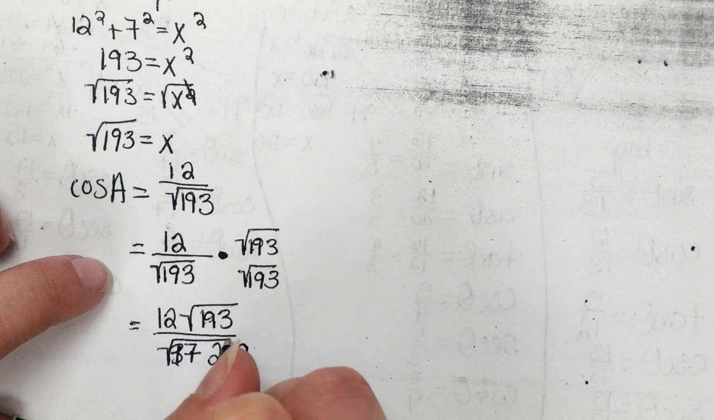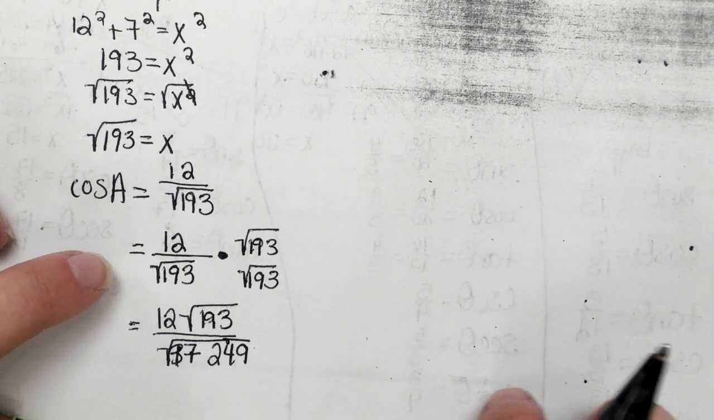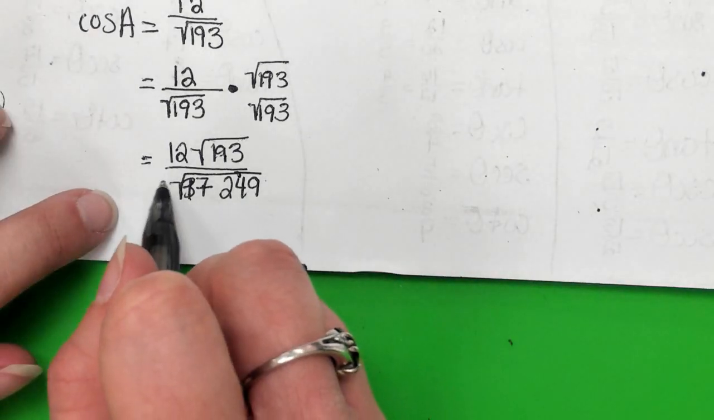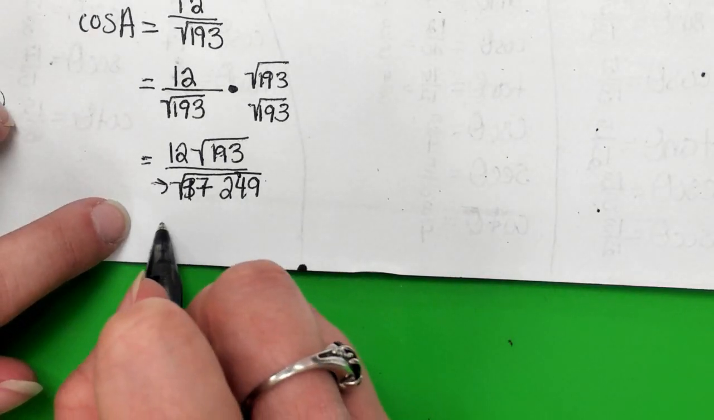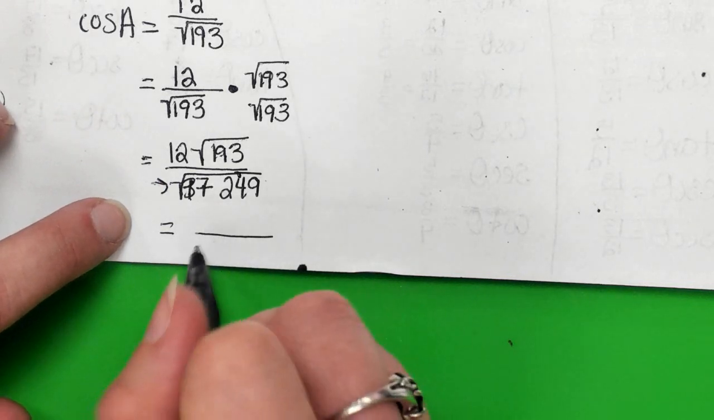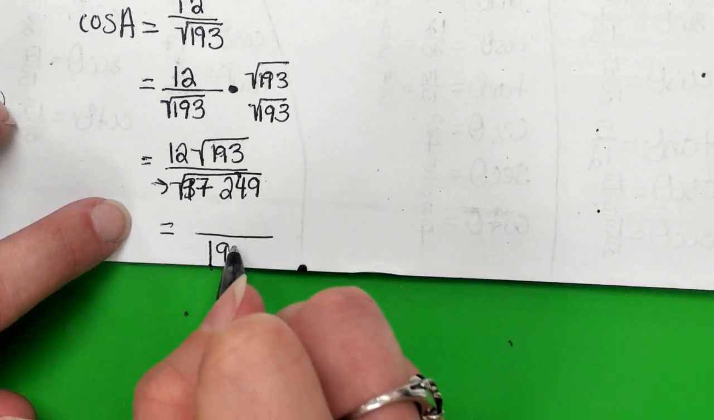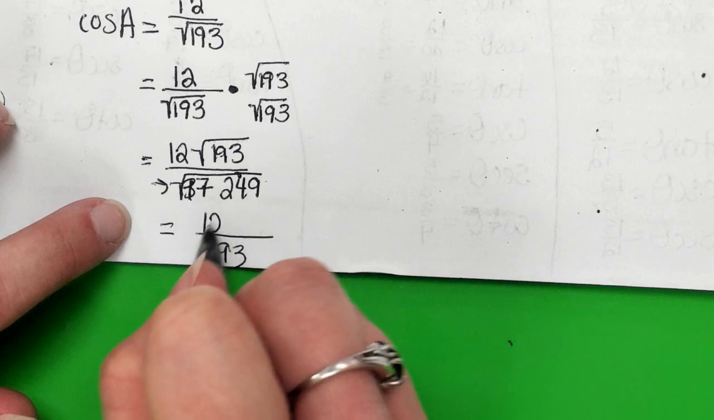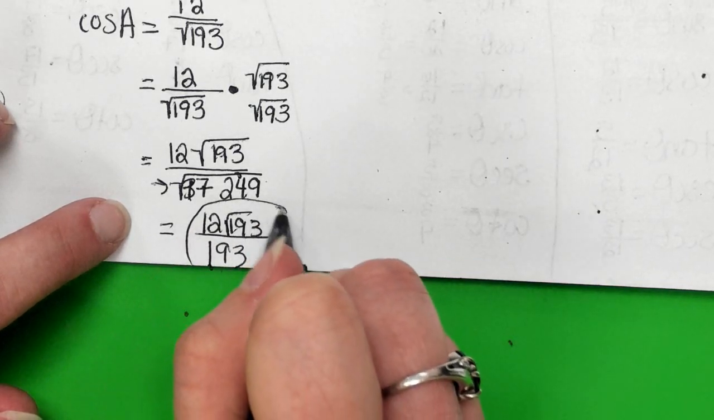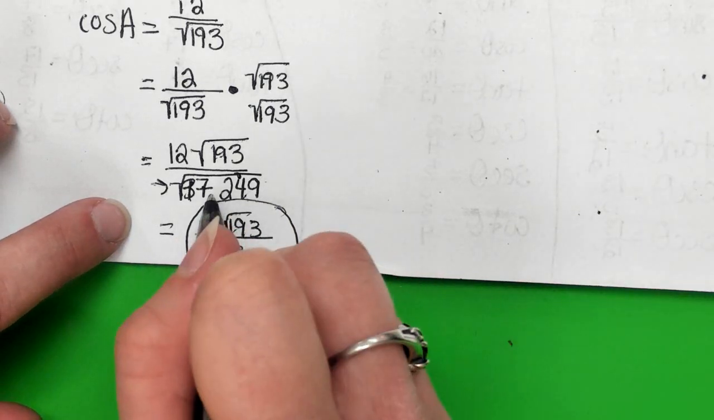Is that what you got? 193. All right, and then you square root that. What happens when you square root this piece on the bottom? What do you get? Do it in your calculators. Come on. You get 193, which is just what we had to begin with without the square root. Is it 37? 37, yes. 37,249.